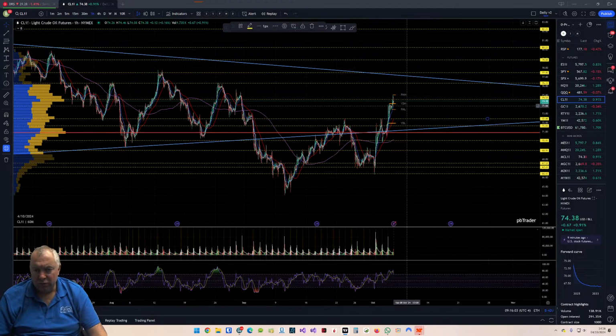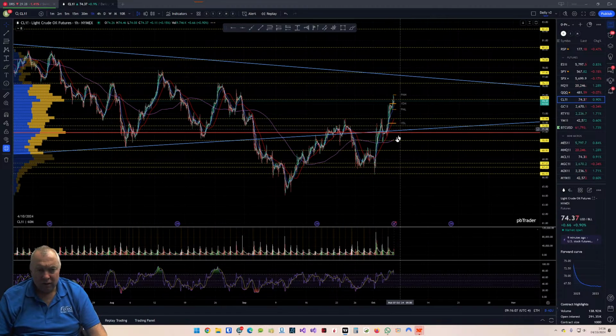72.50, 72.44 for the bounce. And I do quite like the bounce of the trend line. And we've got the point of control as well. This level here and this red line shows us where the most amount of volume is over the last, since August.